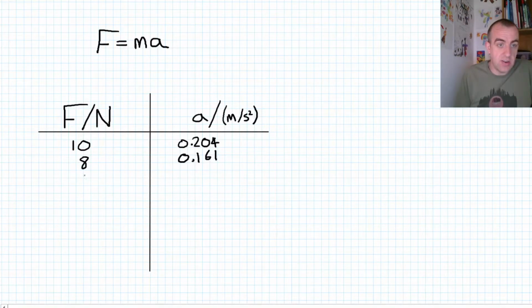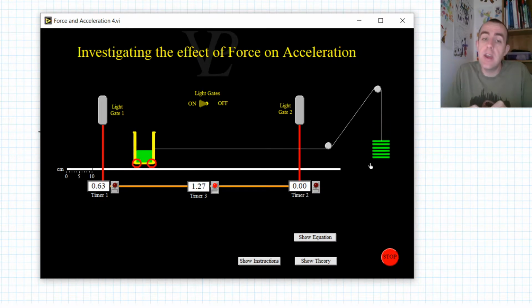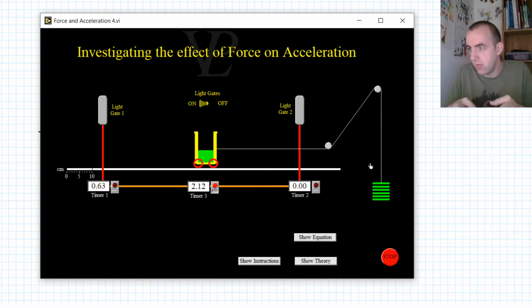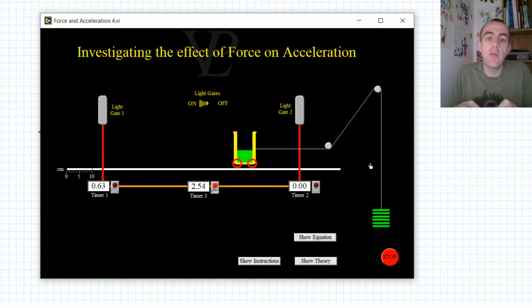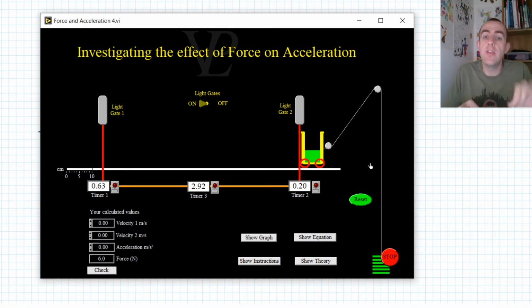That's for 8 newtons. Now let's look at 6 newtons. One thing that's important to note is that we're going to use the maximum possible range of weights suspended over the edge. That gives us the maximum possible range of accelerations, maximum possible range of forces, which should make our final result as accurate as it can be. You'll notice that I'm going up in stages of 2 newtons. I could have gone up in stages of 1 newton.